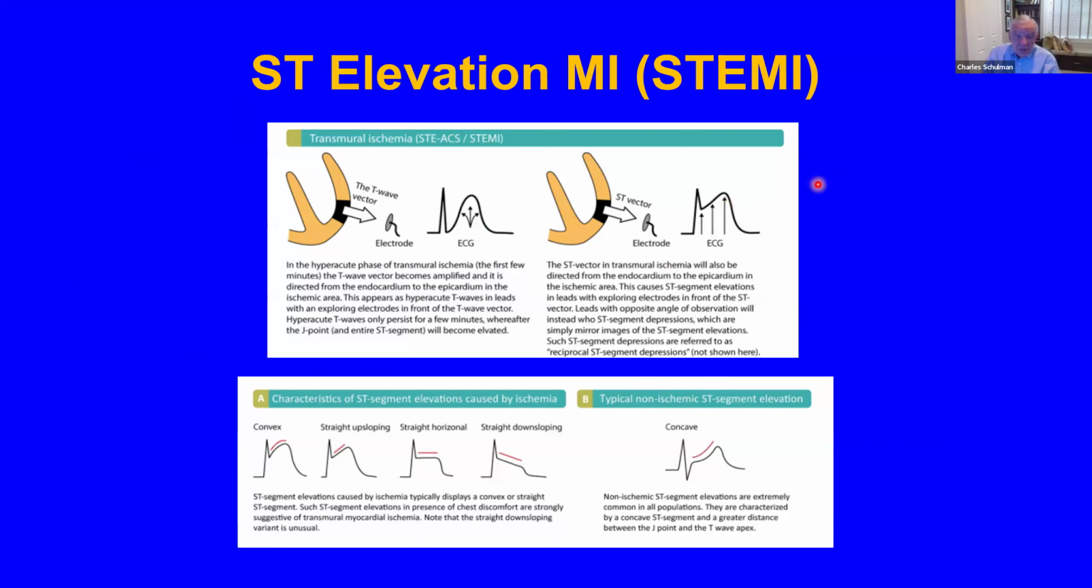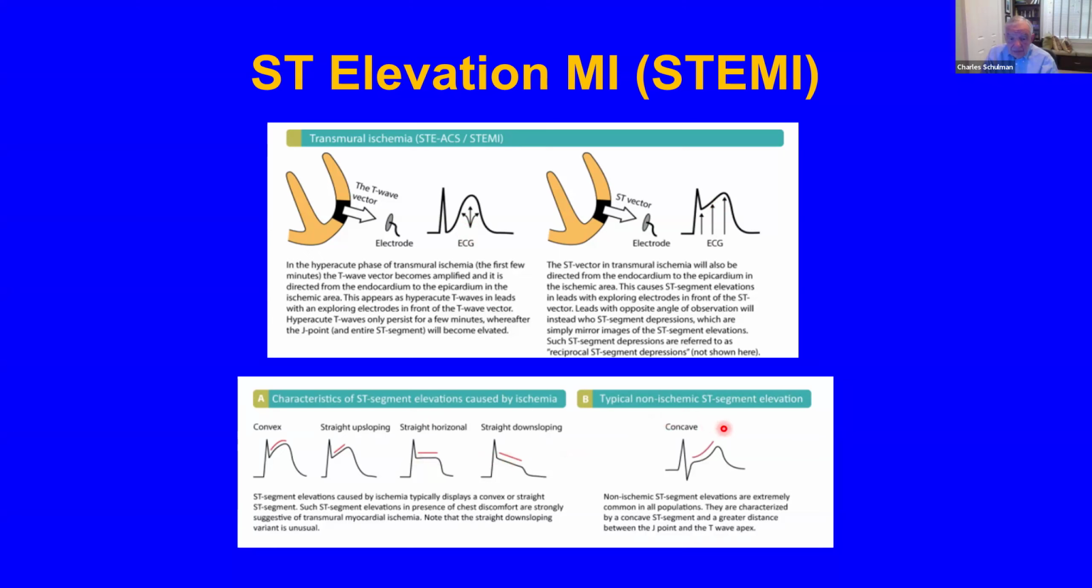So it's important to know that in ischemia with ST elevation, considered traditionally to be transmural ischemia, that may not be exactly true, but it's important as a concept. The T wave vector and the ST vector both travel toward the electrode in the region in which the ischemia is taking place. So the first change is a peaked T wave, as seen here, and the second change is ST elevation, as seen here.